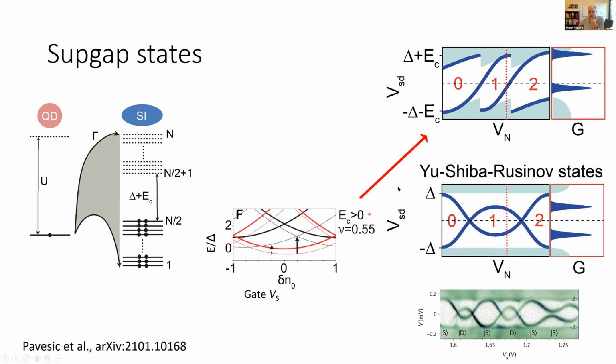Due to the lack of symmetry, we no longer expect these highly symmetric eye-like or loop-like structures that we know from Shiba states, but rather highly skewed S-like transport resonances in nonlinear spectroscopy. So these are the signatures that we'll be looking for in the transport that will come up next. So let's have a look at the experiment.